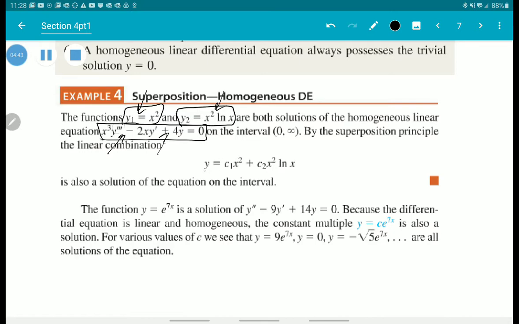So we could say that the superposition of those 2, which would be y equals c1 x squared plus c2 x squared ln of x. This is your c1 y1 plus c2 y2. That would satisfy that differential equation as well. So it's also got to be a solution for that.